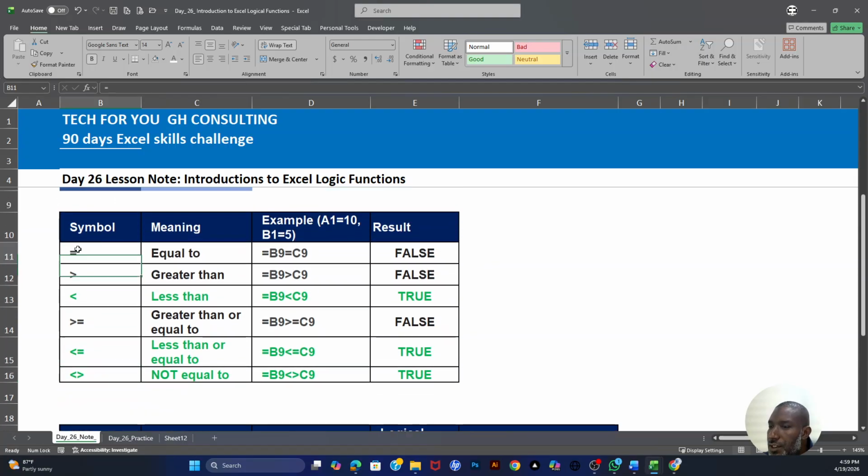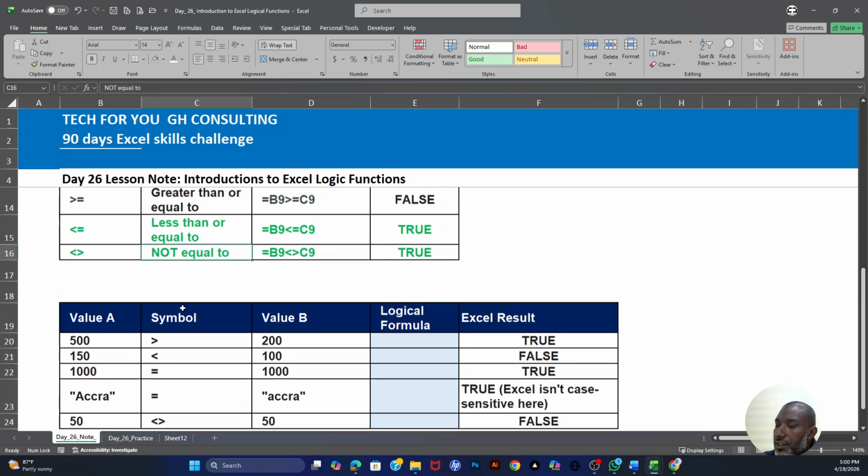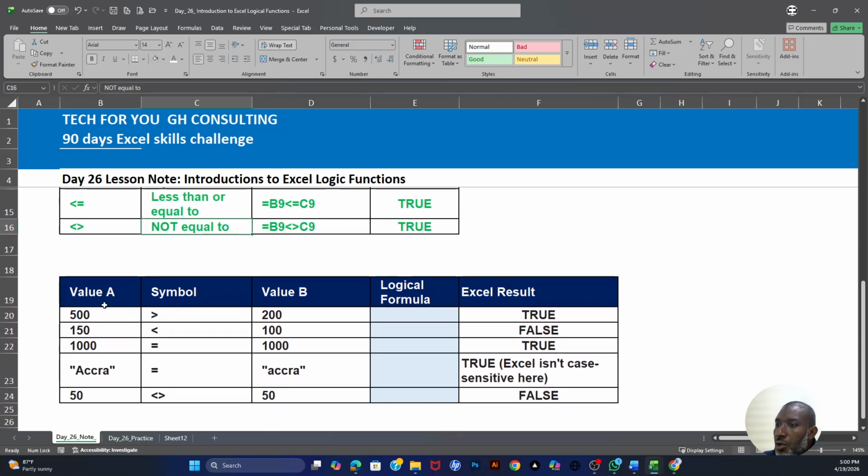So let's put these signs to test. We have the equal to, the greater than, the less than, the greater than or equal to, the less than or equal to, and not equal to. They are all comparative operators that help us to compare values in two different cells. Now I have a value A in one cell, and we are asking if it is greater than the value B. So let's do it.